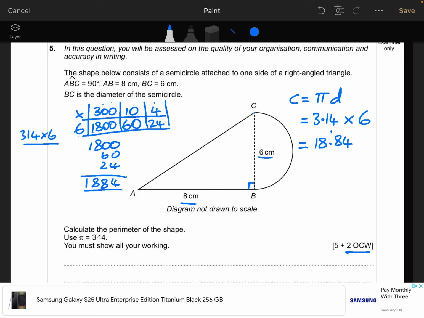So we know that value there is the circumference, but we only want half of that because this is only half of a circle. So 18.84 divided by 2, which is 9.42.